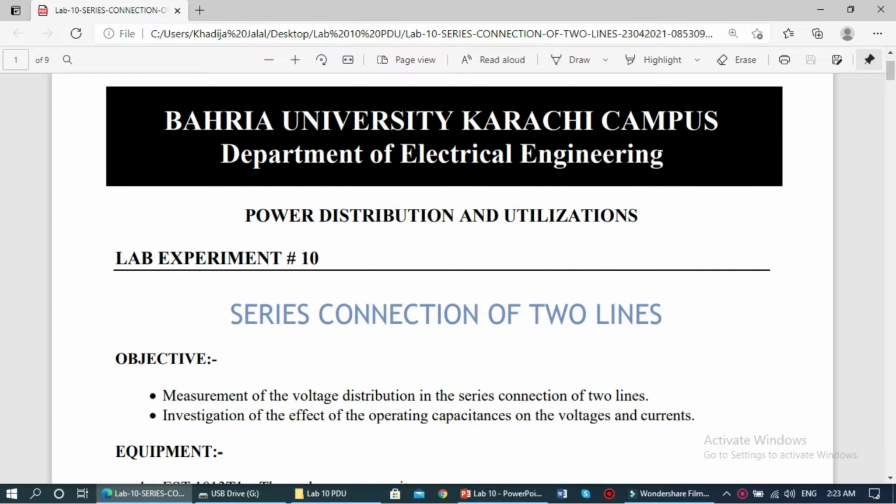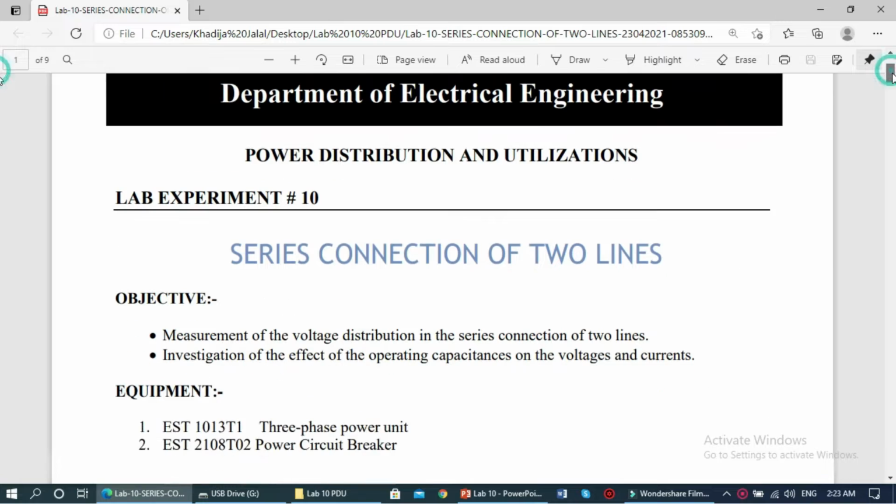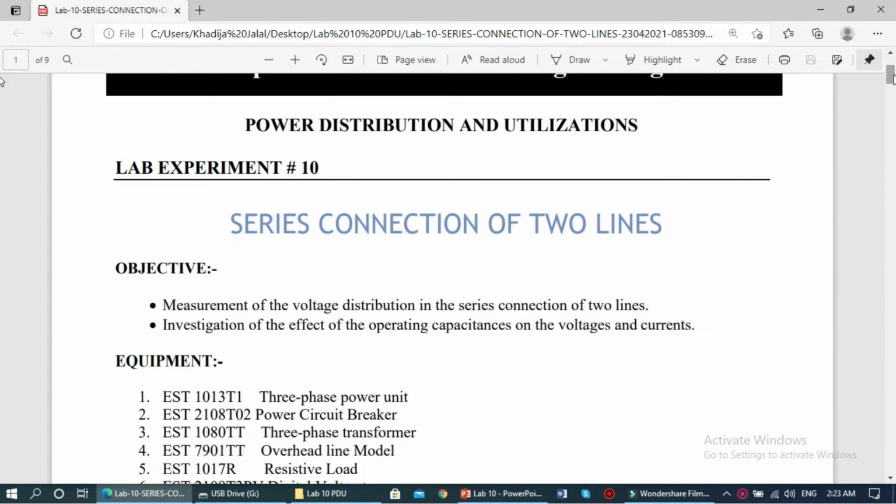Okay students, after discussing different connection schemes, now coming towards our lab. The objective of our lab is to measure the voltage distribution in the series connection of two lines, and then we will investigate the effect of the operating capacitance on the voltages and current.